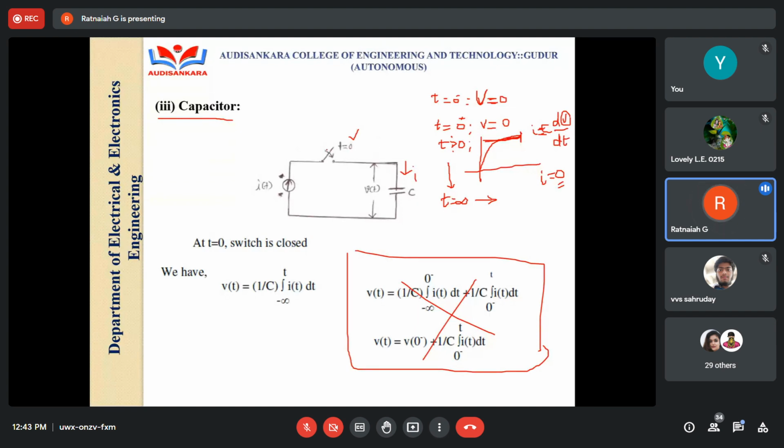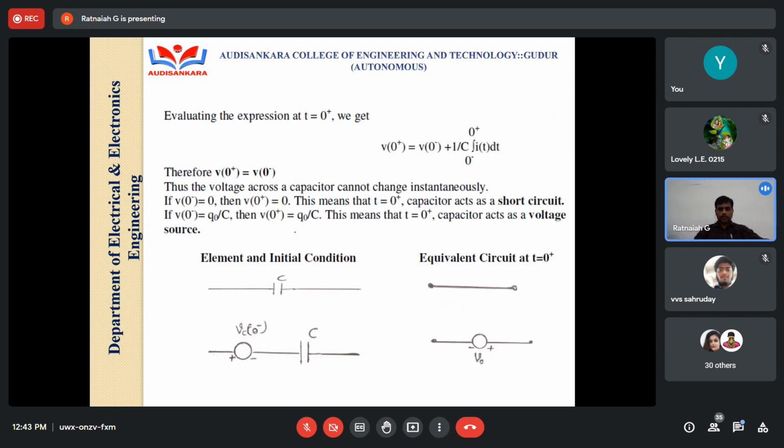Therefore, initially, when you close the switch, immediately the capacitor voltage is 0, which means it acts as a short circuit. And for t equal to infinity, the current through the capacitor is 0. That means it acts as an open circuit. Therefore, it is quite opposite to the inductor, as we discussed.